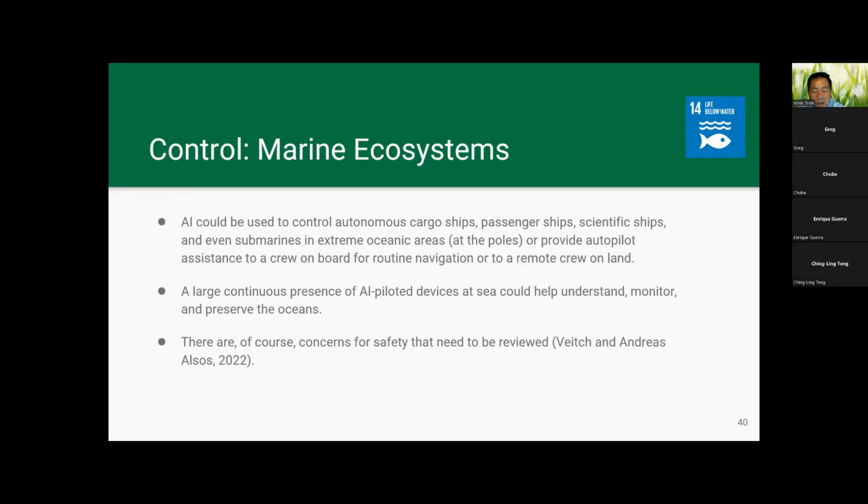We could also have a permanent presence of AI-piloted devices at sea, in the poles for instance, to monitor what's going on. So we don't need to rely on scientific expeditions. If you could have these devices taking measures, doing AI computation on device, or sending the results to satellite and to us, we could make a lot of progress. There are also issues of safety and so on.